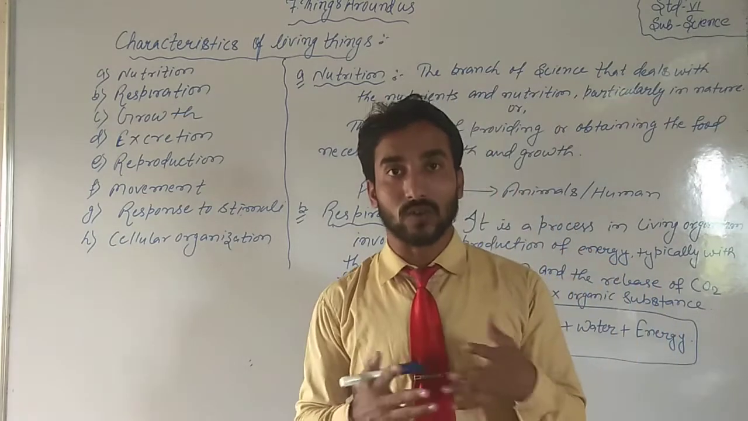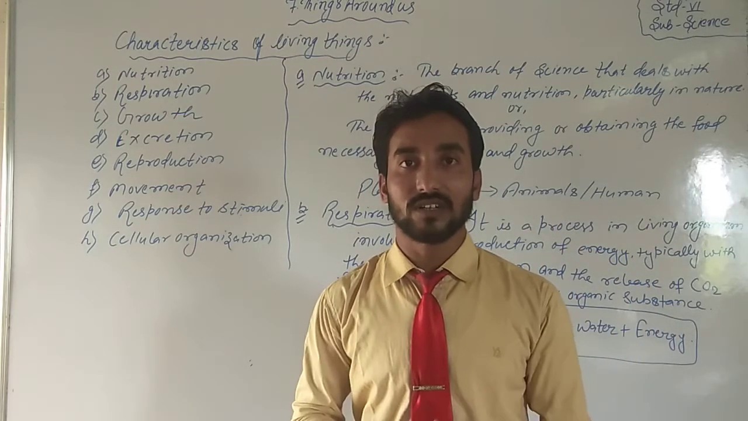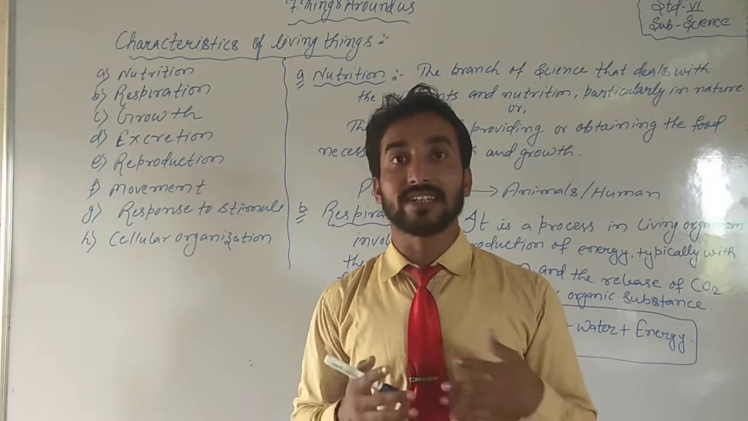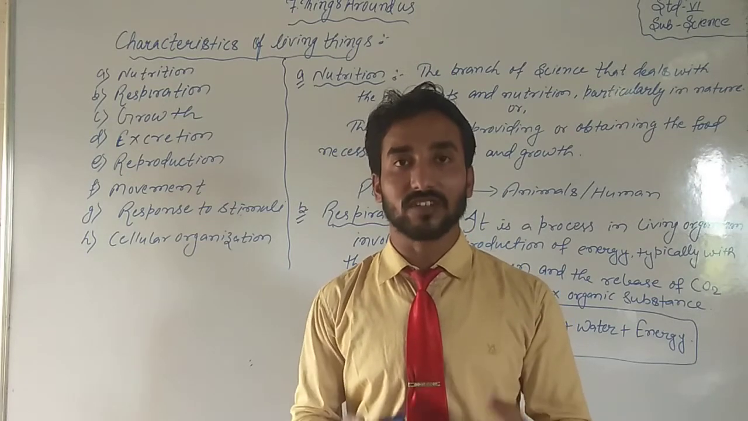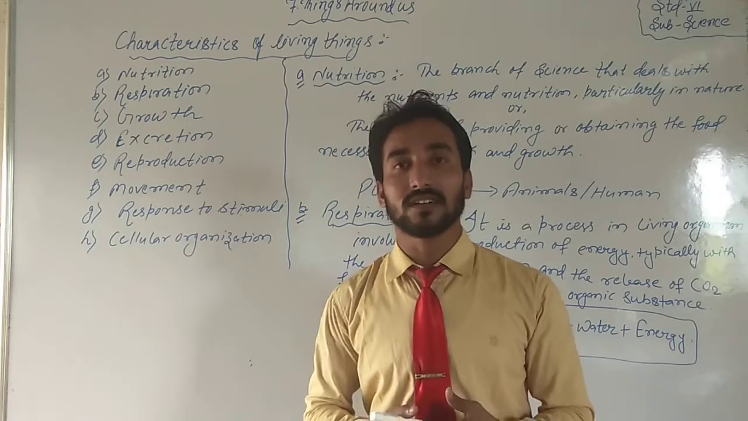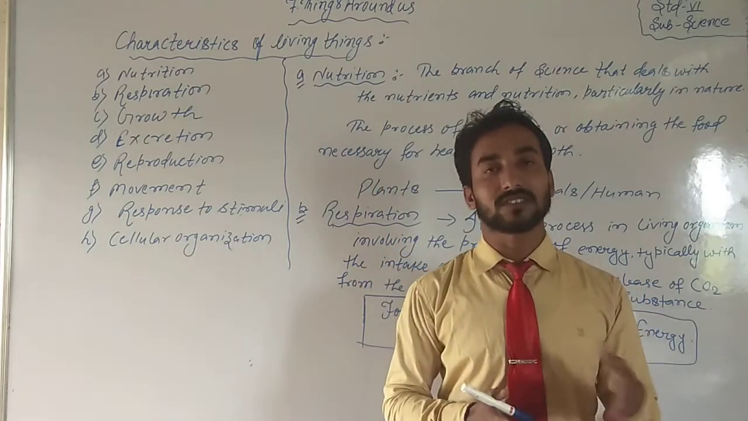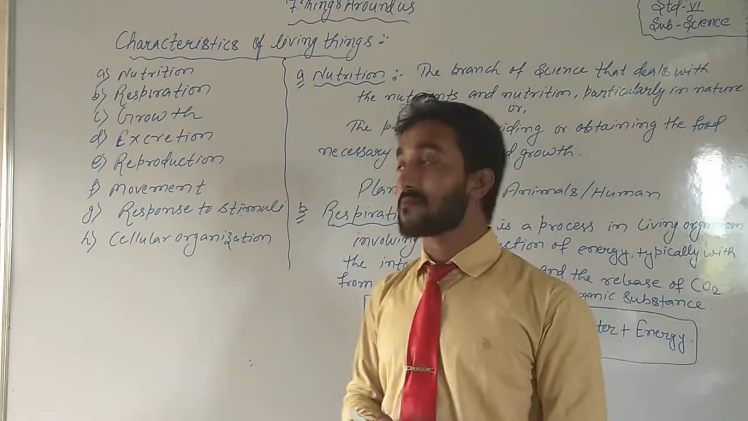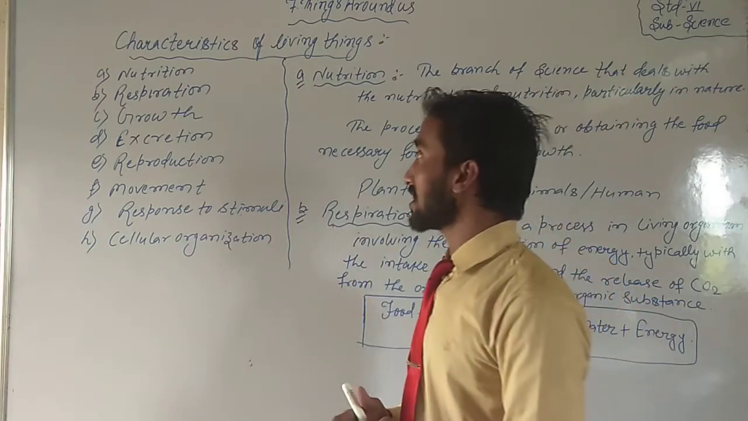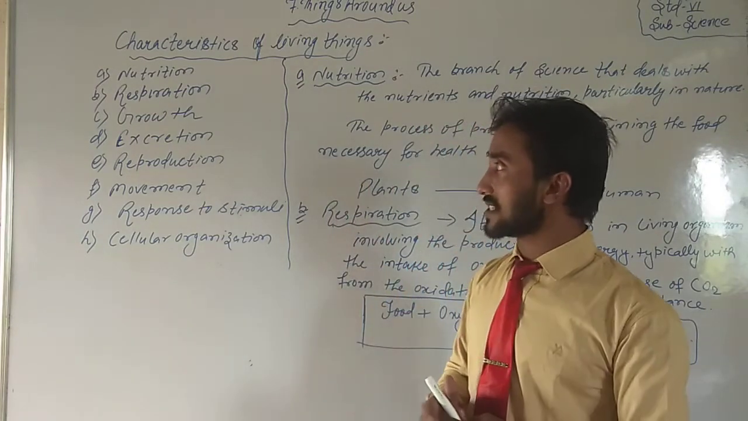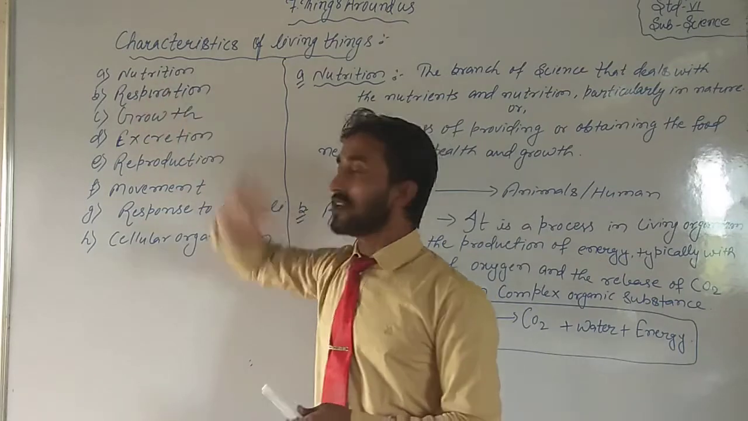Living things can grow. Living things can move. Living things need food for survival. Living things need oxygen for survival. These are the required materials needed by living things. So, if I talk about the characteristics of living things, then we can say living things need nutrition.